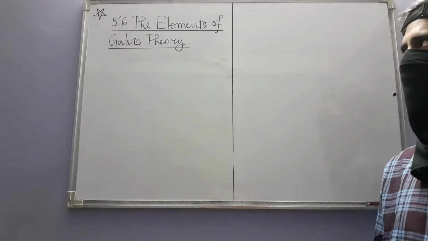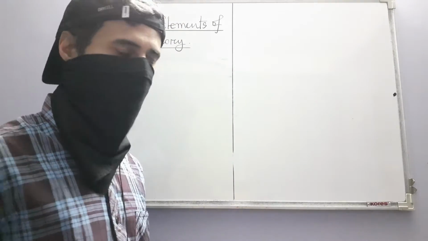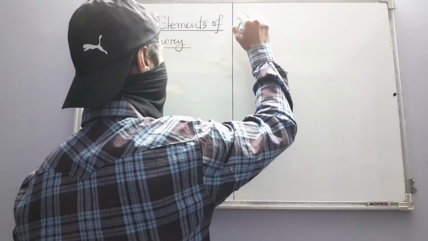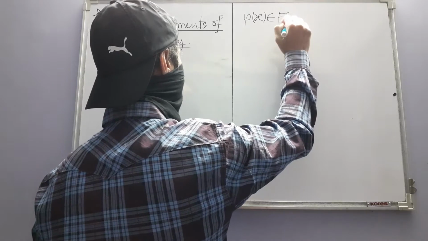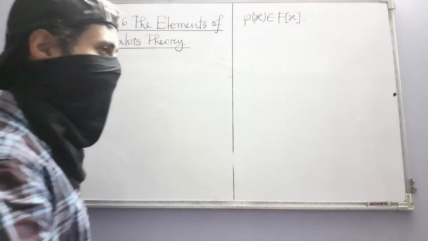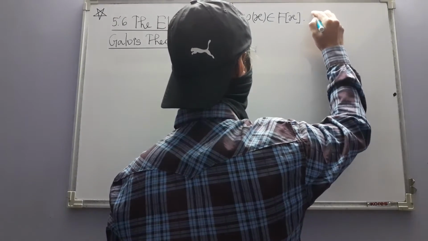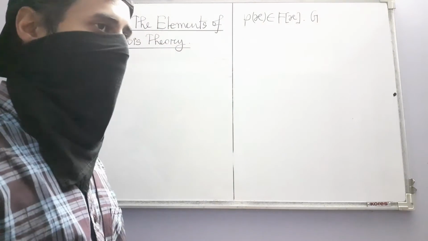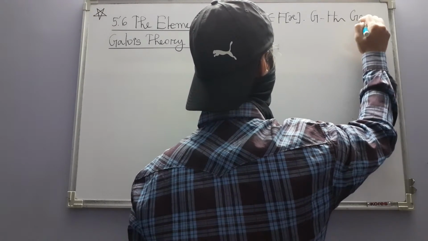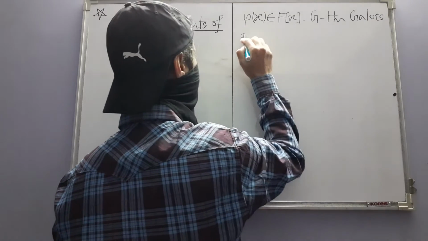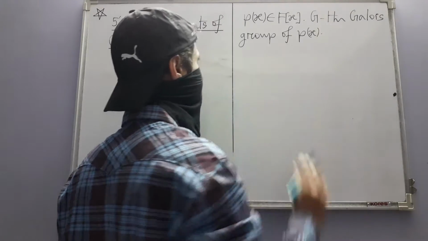So, new section: the elements of Galois theory. Let's see what we are going to have in this section. Here we are going to consider some polynomial p(x), any polynomial over our base field F, and we are going to associate with any such polynomial a group called its Galois group, the Galois group of p(x).